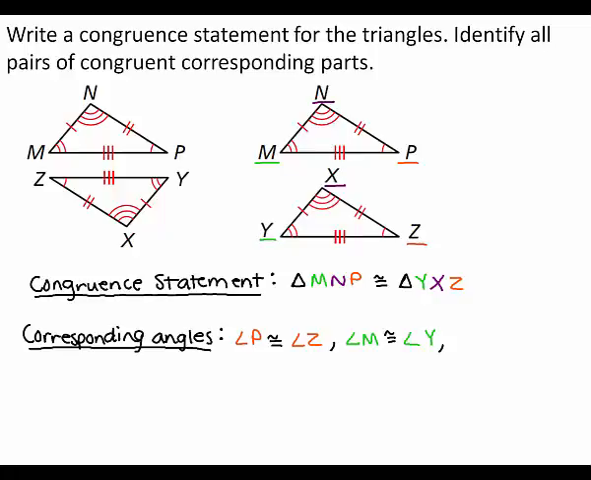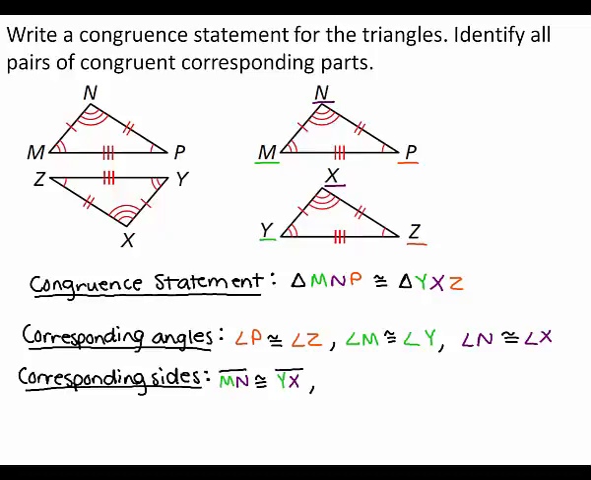Finally, from the pair of triple arcs on the diagram, you can see that angle N corresponds and is congruent to angle X. Next, you need to list all pairs of corresponding sides. From the pair of single tick marks on the diagram, you can see that side MN corresponds and is congruent to side YX. Also, from the pair of double tick marks on the diagram, you can see that side NP corresponds and is congruent to side XZ.